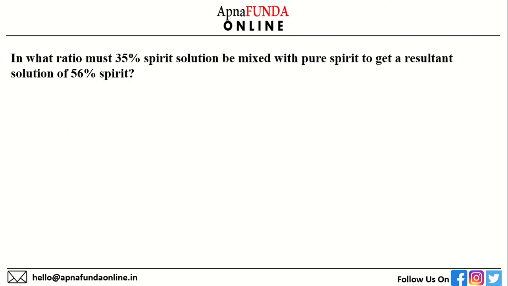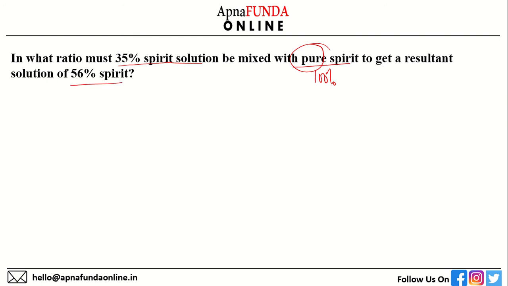Next question: in what ratio must a 35% spirit solution be mixed with pure spirit to get a resultant solution of 56%? It's a very simple question. You just need to understand what is asked. So, we know that there is a 35% spirit solution. Now, when it is mixed with pure spirit, what do you mean by pure? The word pure means it is 100% spirit. We need the resultant solution to be 56%.